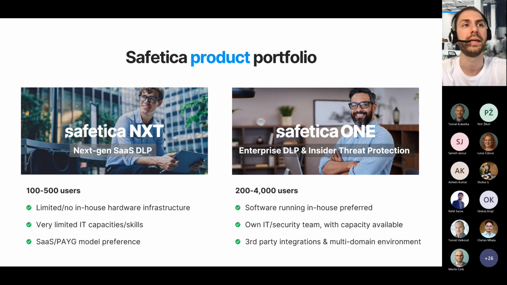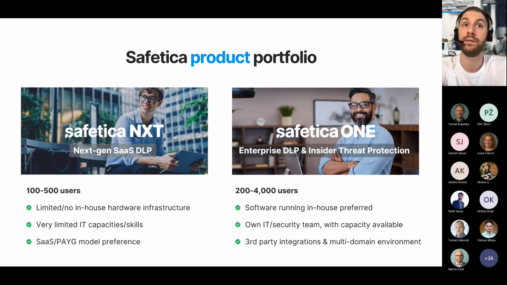The most relevant customer profile, I would say, is companies that have very limited or even no in-house hardware infrastructure. For example, companies that are completely running in the cloud with a SaaS approach, or companies that have just a few servers and don't have any space, or where implementing another solution would require buying new servers and storage, and they don't have money for that. These are usually also companies with very limited IT capacities or skills, and companies that, as I already mentioned, prefer the SaaS approach and pay-as-you-go business model.